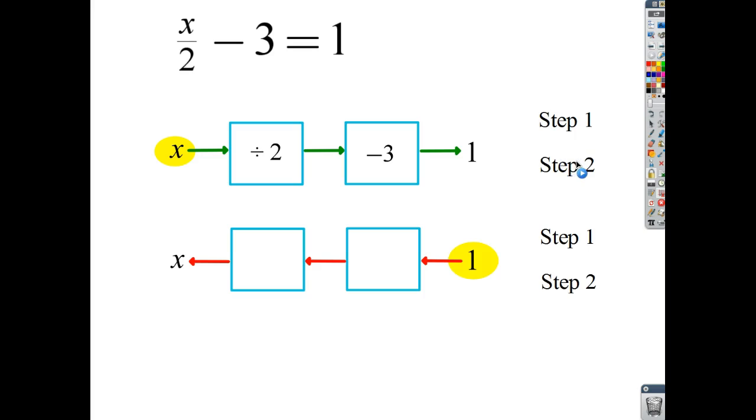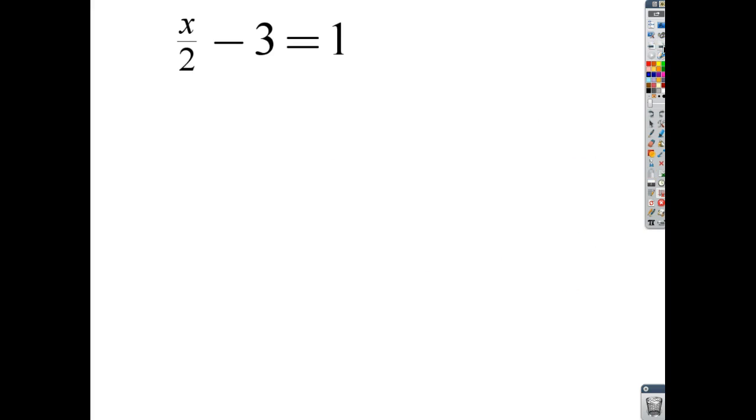All right, so now what are the steps to reverse that? Okay, so if I start at 1 and I want to get back to x, I would undo minus 3, or down 3, then go up 3. And then, undoing dividing by 2, I would multiply by 2. And that would take me back to x. So let's put this into action. Okay, we need to add 3, then multiply by 2.